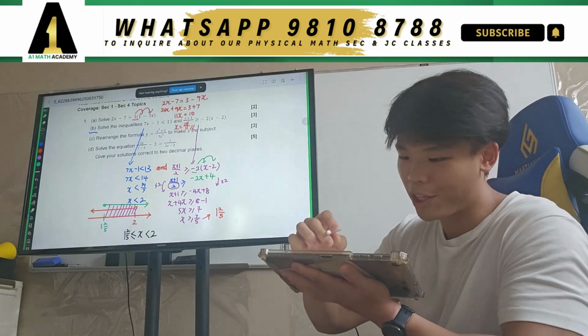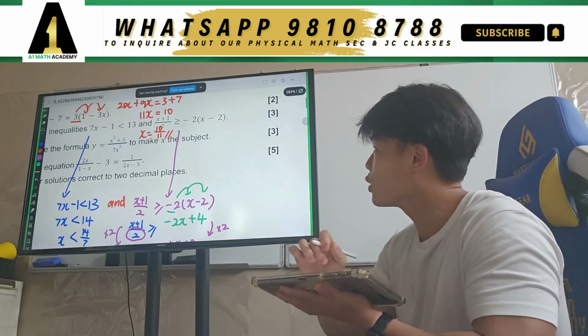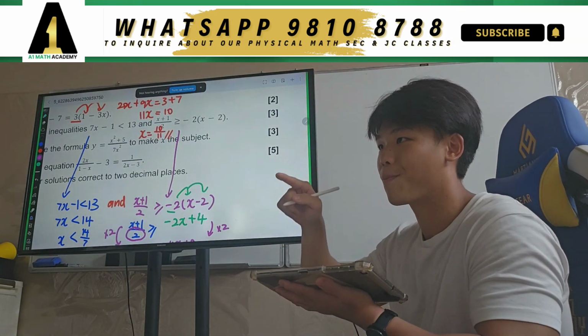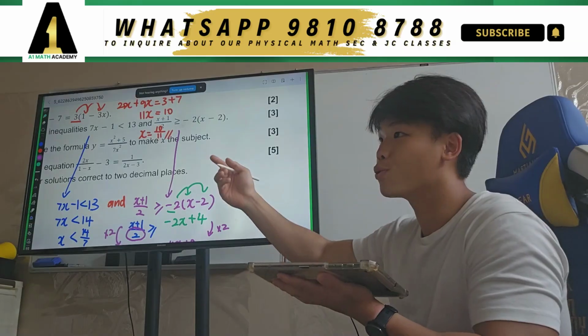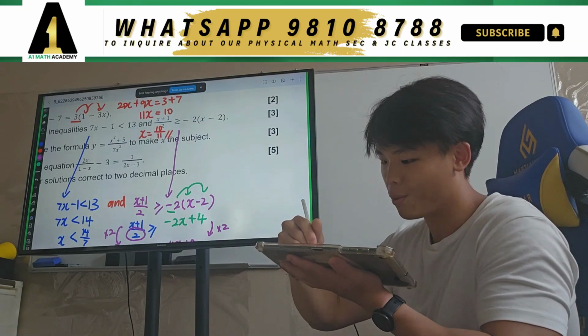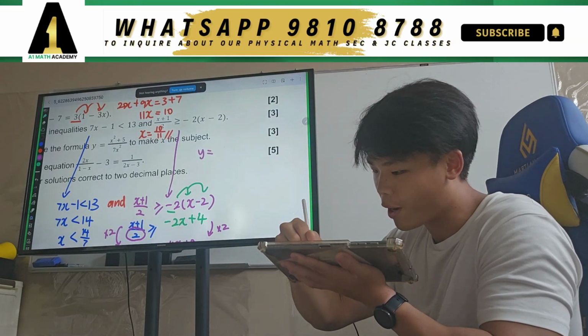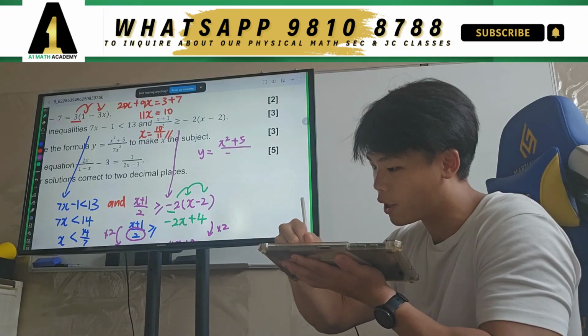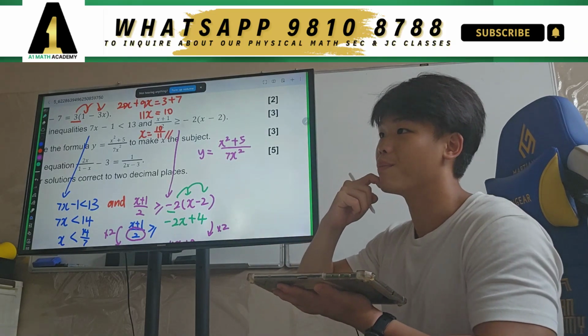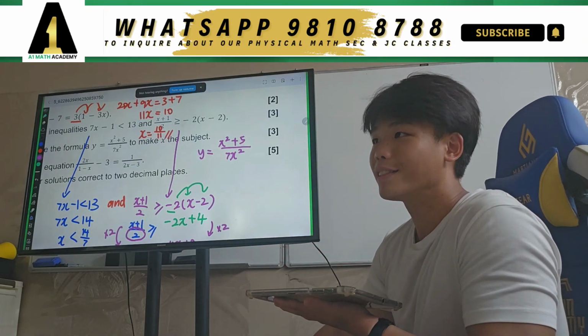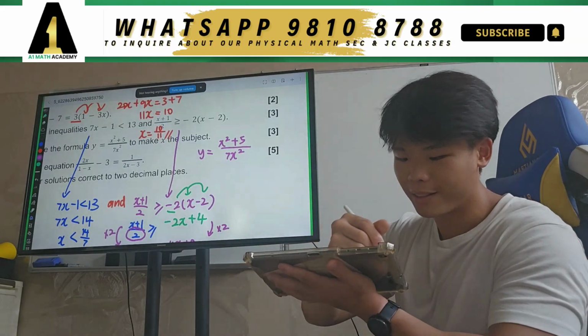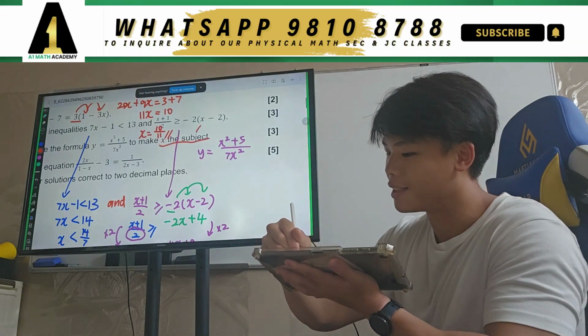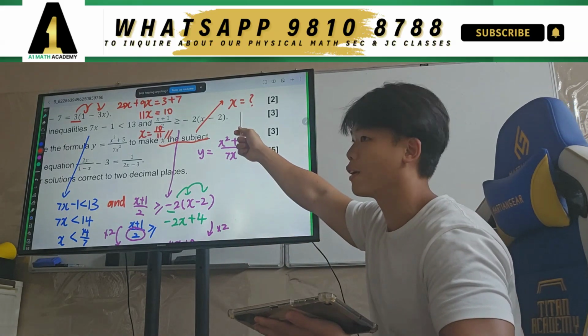Okay, next, subject of formula. So this one, we want to make x the subject. How to make x the subject for here? We have y equals to (x squared plus 5) over 7x squared. What would be your first step for this? To make x the subject. Make x the subject means your final answer is x equals to something.